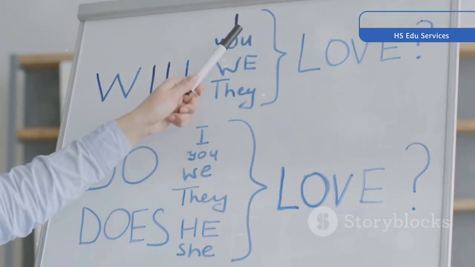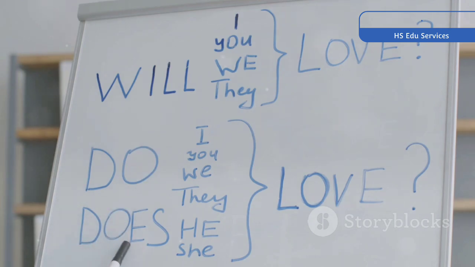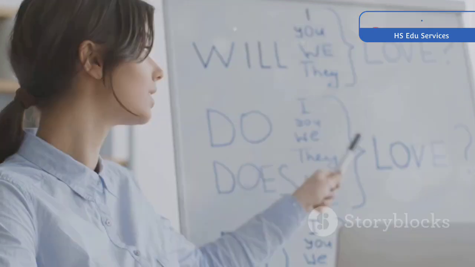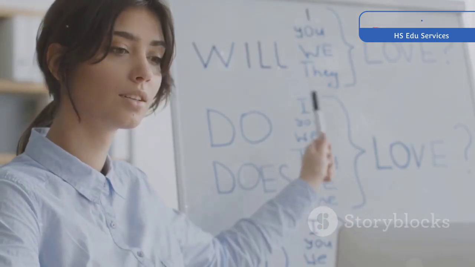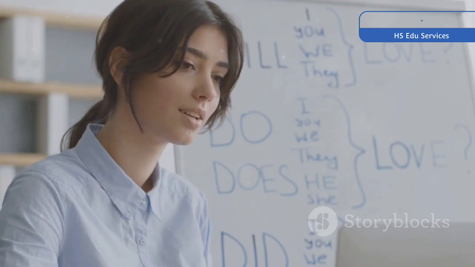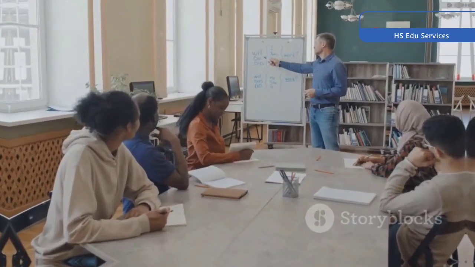Present perfect tense. This tense describes an action that happened at an unspecified time before now. For example, I have played soccer. Present perfect continuous tense. This tense describes an ongoing action that started in the past and continues up to the present. For example, I have been playing soccer for an hour.